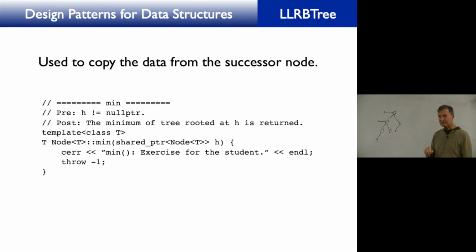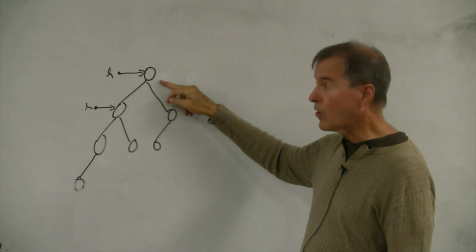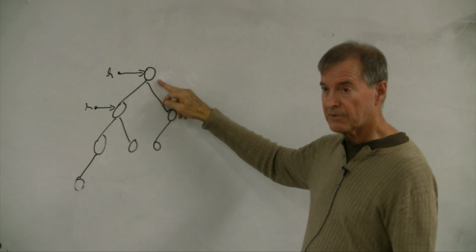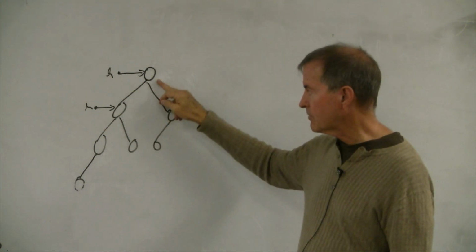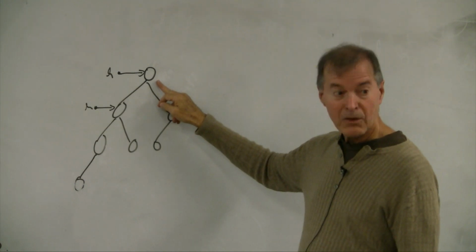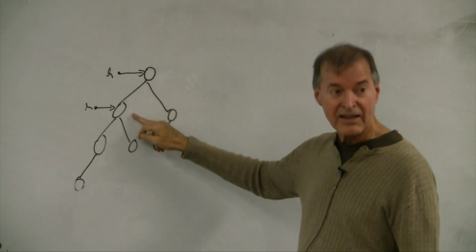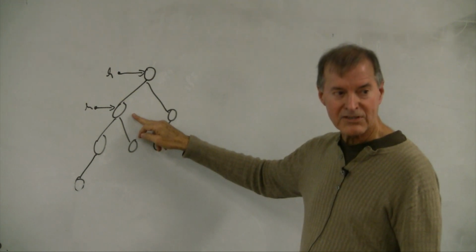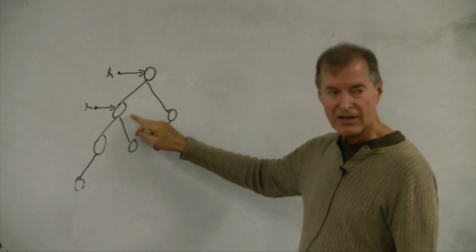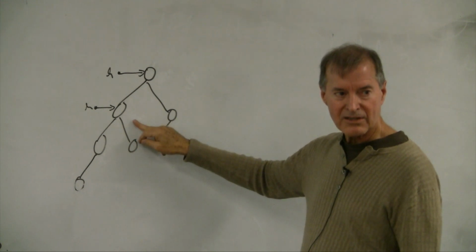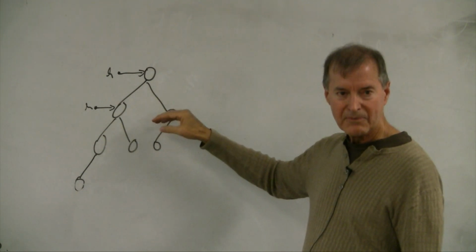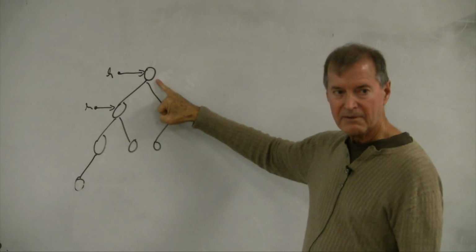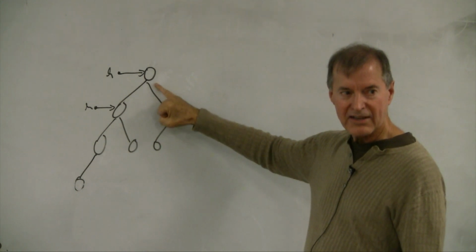And what's the if statement? H does not equal null pointer? Well, we know that the precondition is that h is not a null pointer. So what do we have to check? The left child. Yeah, the left child. The if statement checks to see if the left child is the null pointer. If the left child is the null pointer, we don't even have to do the loop. We can just return the data that h points to.